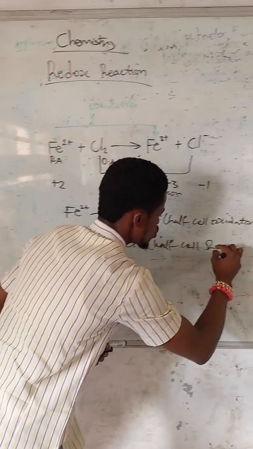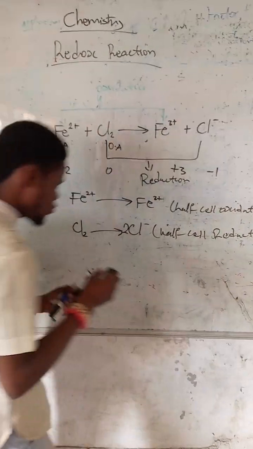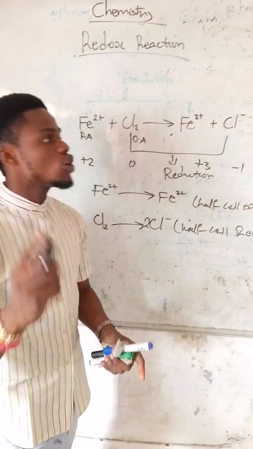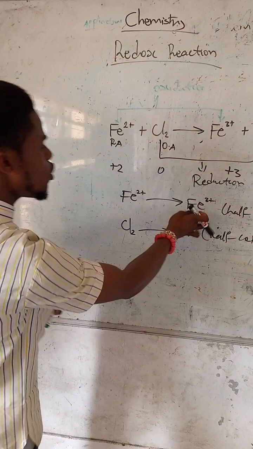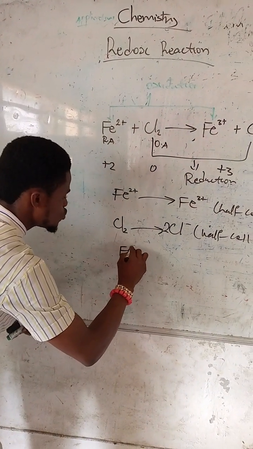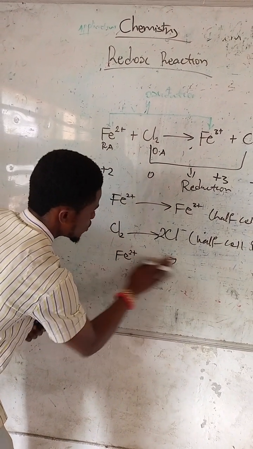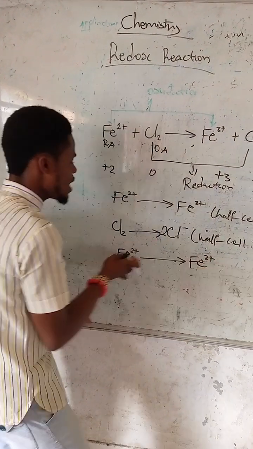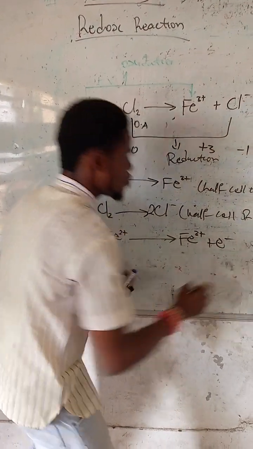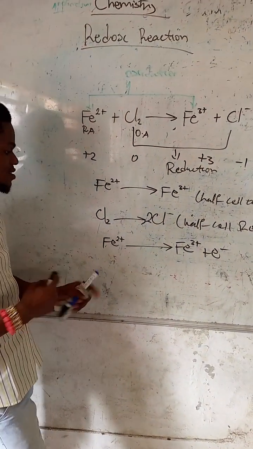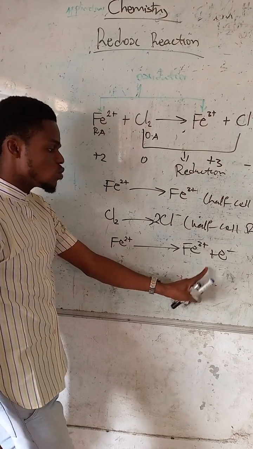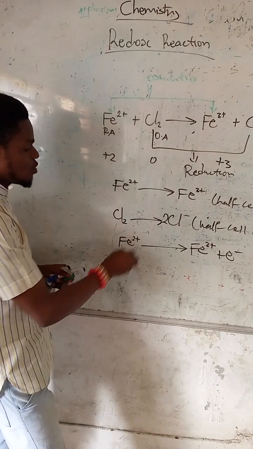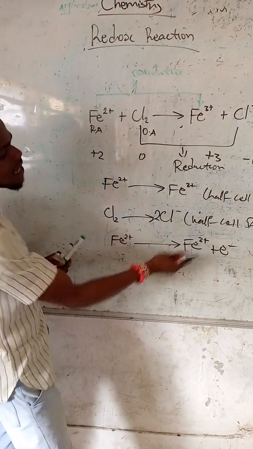Now, rule number 4, assign appropriate electrons to the species so as to account for the number of electrons gained or lost. So I'm going to fall back to this. This will give us iron 2 ion to iron 3 ion. So iron has lost 1 electron. At this point, this gives us 1 electron. Let's check if this is balanced. This is +2. So 3 minus 1 gives us +2. So these are balanced. This has become the reactant and this has become the product. So you have balanced this.